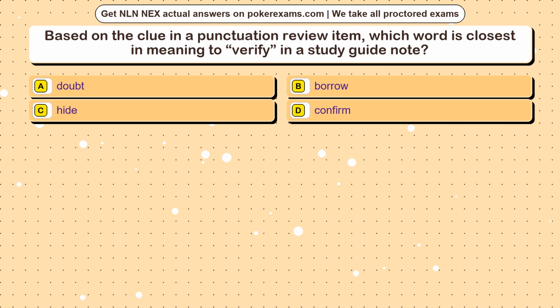Question 17. Based on the clue in a punctuation review item, which word is closest in meaning to verify in a study guide note? Option A, doubt. Option B, borrow. Option C, hide. Option D, confirm.